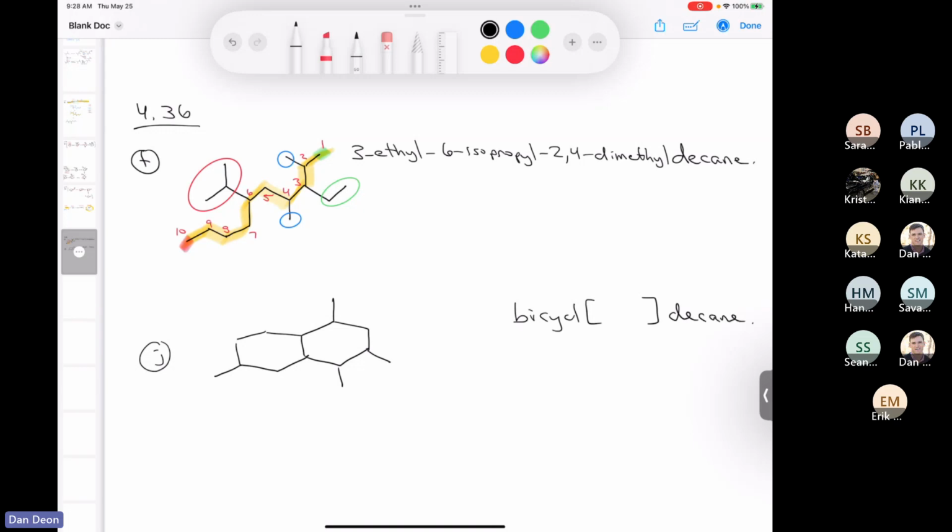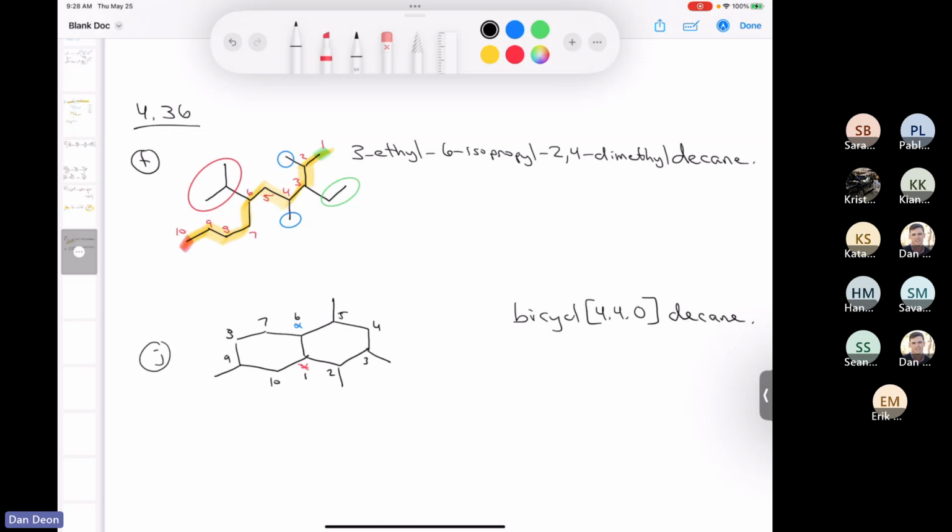Could anybody tell me what the 3 numbers are going to be in the brackets? Something, something, and something. Yeah, absolutely. Thanks. That's a 4, 4, and a 0. Yep, absolutely. If I highlight this carbon in blue and highlight this bridgehead carbon in red, where should I start numbering from, the red or the blue? Yes, absolutely. All right, so I'm going to start numbering here. 1, 2, 3, 4, 5, 6, 7, 8, 9, 10.